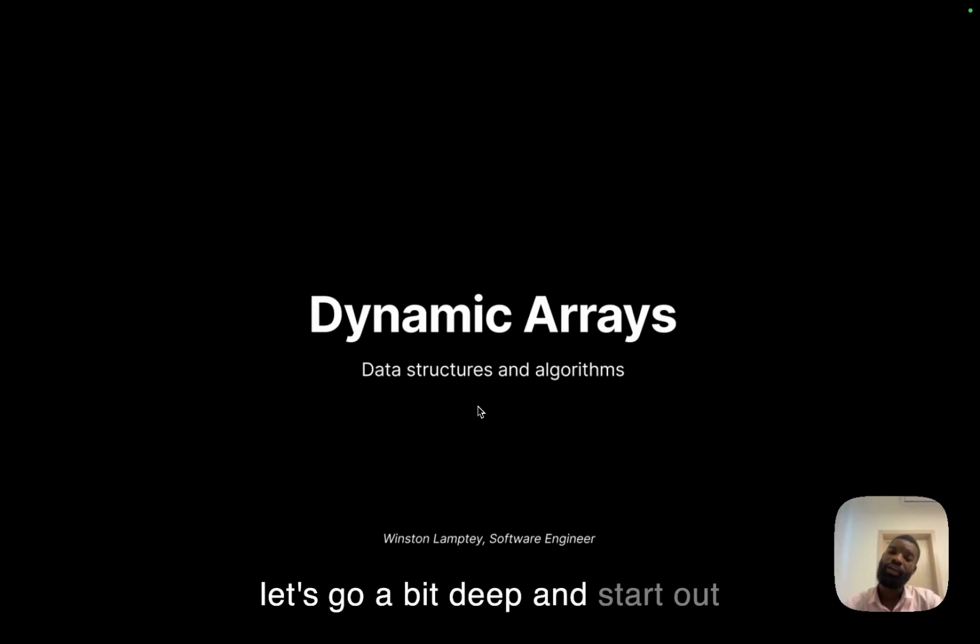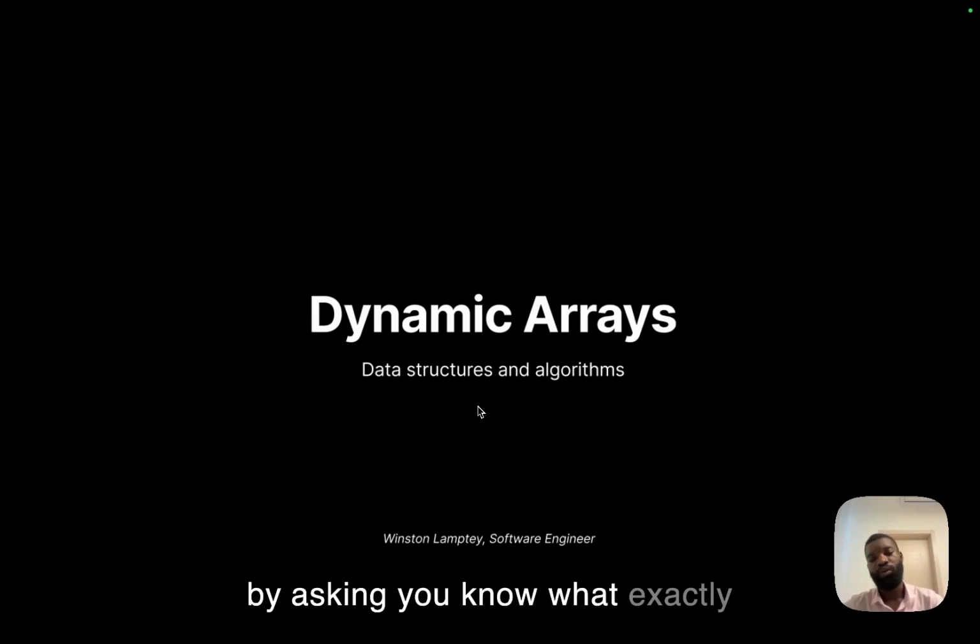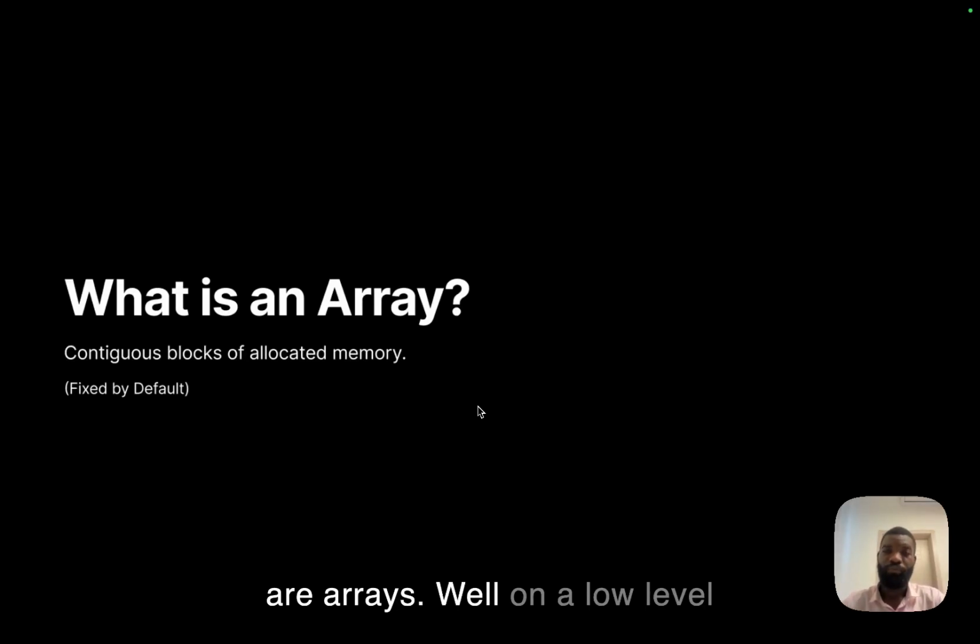Now, let's go a bit deep and start out by asking, what exactly are arrays? Well, on a low level, arrays are contiguous blocks of allocated memory. So that means that within your memory, that's the RAM, you have slots of memory where you can store some amount of data. And with an array, these slots are sort of stacked one after another in a sequential manner. And that's one of the unique properties of an array.